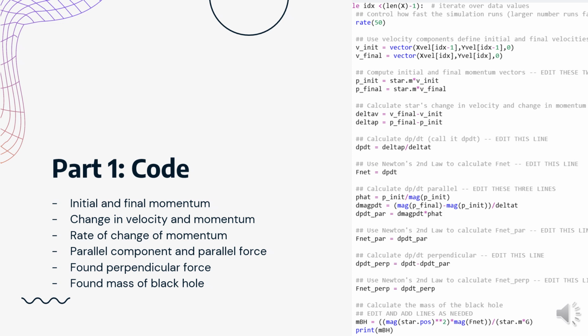And then we found p hat, which is pretty easy. Then we plugged all of that in to find the parallel components. And we also did pretty much the same thing to find the perpendicular component. At the very end, we calculated the mass of the black hole using that equation at the bottom, which is basically just the gravitational equation switched around to find the mass.